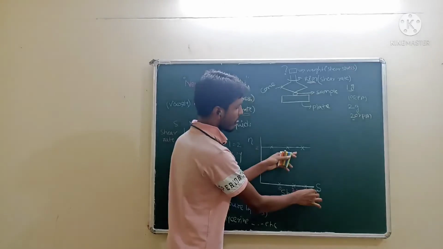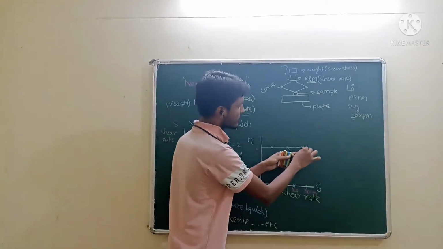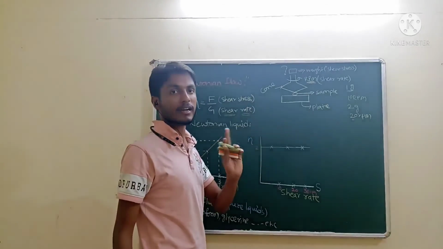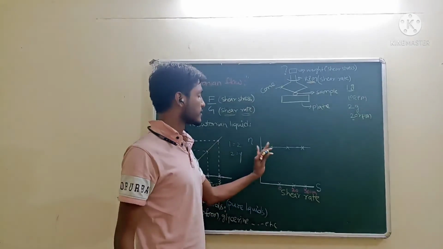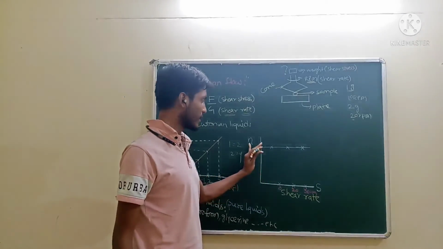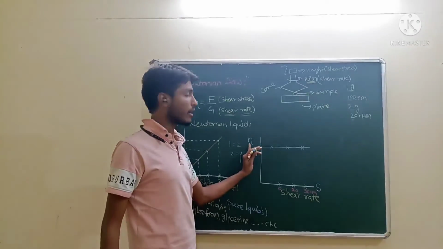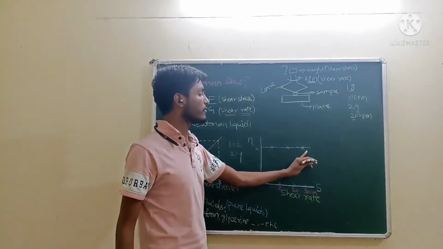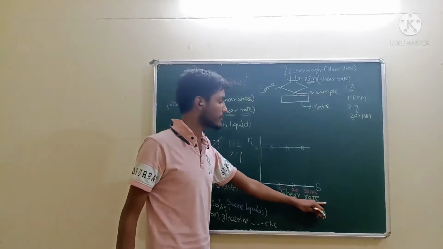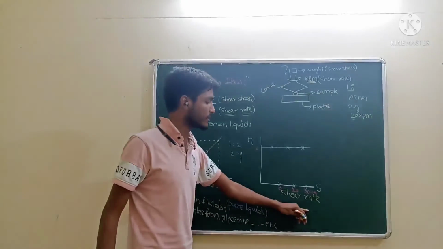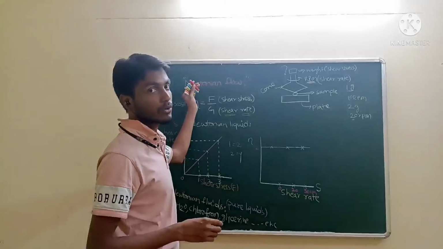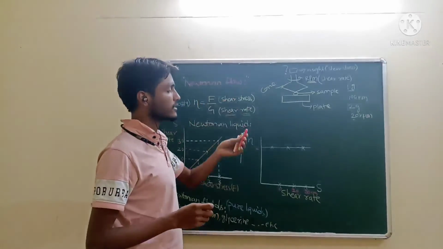For 30 RPM, same 2 centipoise. See, the viscosity of Newtonian liquid will not increase or decrease. The viscosity of Newtonian liquid is always constant upon increasing shear rate. This is the concept of Newtonian flow, Newtonian liquid. Now we can discuss the non-Newtonian.